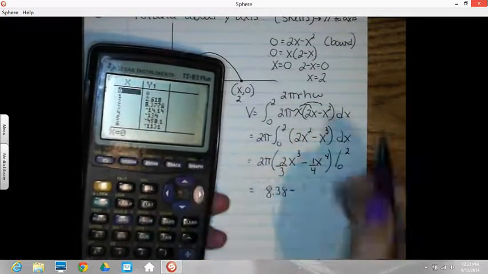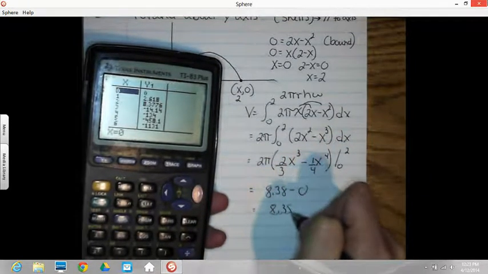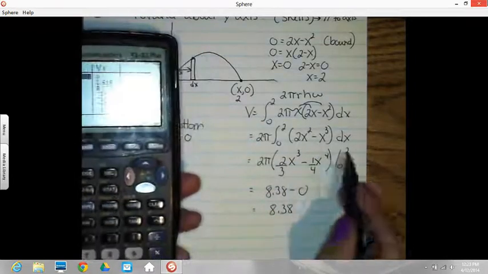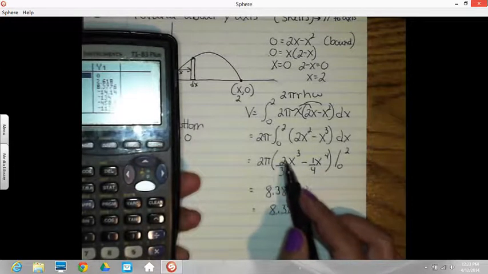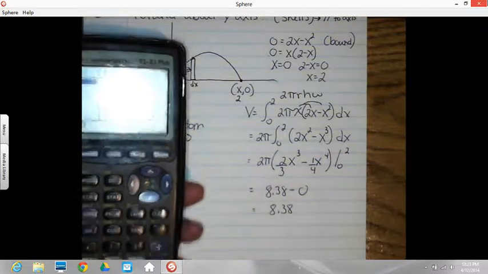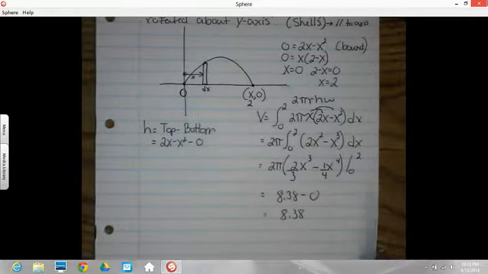Oh yeah, I could have looked. So 8.38. Or an exact value, 2 cubed is 8. 8 times 2 is 16. 16 times 2 is 32 pi over 3. Okay, let's try one more. Practicing the shell technique.